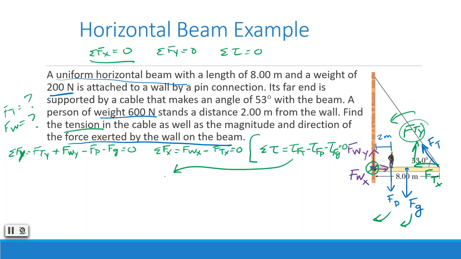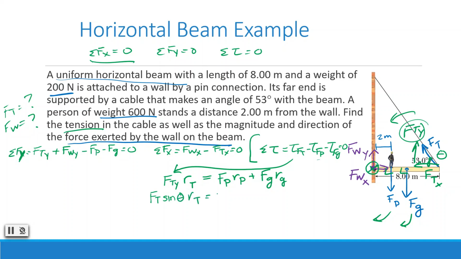So that torque due to tension is going to be Fty times R for the tension. And that is going to have to equal the force of the person times R for the person plus the force of gravity times R for gravity. Those are both at 90-degree angles to the beam, so I don't have to include any components on that one. So Fty is the opposite side of the triangle. I'm going to call that one theta. So Fty is going to be Ft sine theta because it's the opposite side.